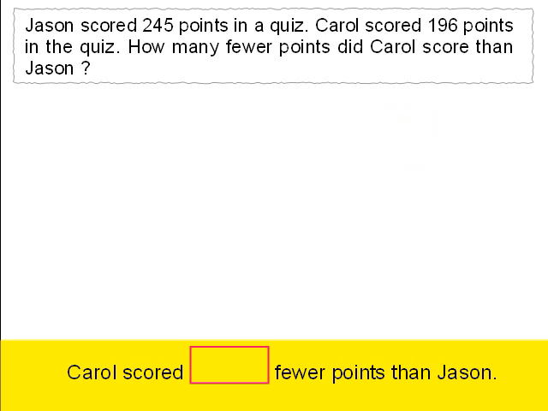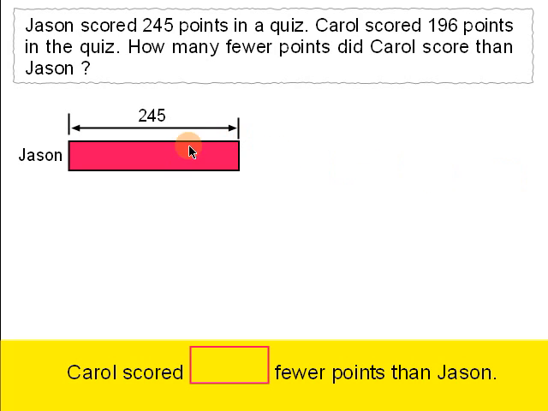Firstly, let's draw the model for Jason, and we know that he has got 245 points. And after that, we draw the model of Carol because we know that Carol has 196 points. We draw the model of Carol shorter than Jason because 196 is smaller than 245.